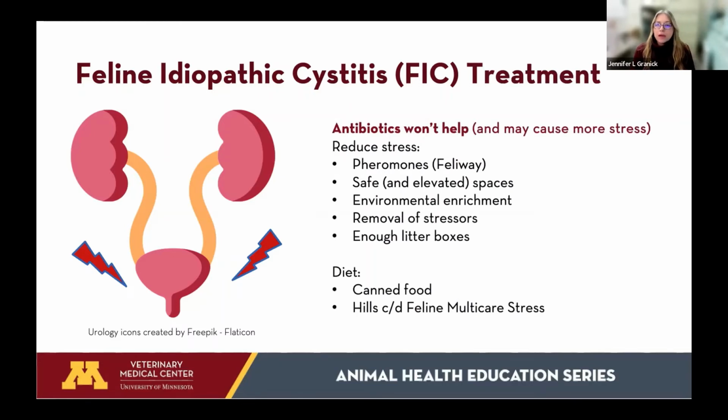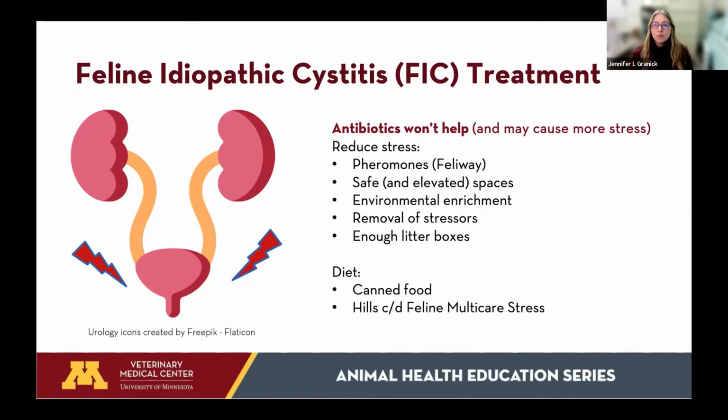But we do know that bacteria are not part of the disease process. So giving antibiotics won't help in this situation. And in fact, trying to medicate a cat that doesn't need to be medicated can actually cause more stress. So the mainstay of therapy for feline idiopathic cystitis is really to reduce stress for the cat. That can be accomplished in a number of different ways.